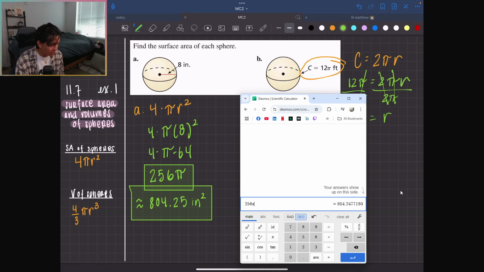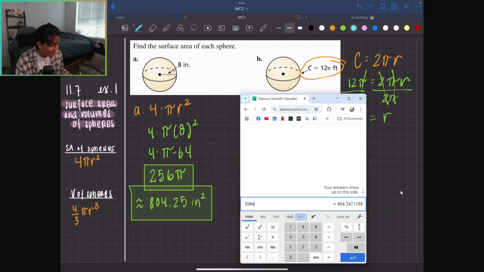So now that we know what the radius is, we can just plug it into our formula to find the surface area. So to find the surface area, what is it? 4 times pi r squared. We know what r is. 4 times pi times 6 squared. And now let's just continue solving this. Order of operations, exponents first here. 6 times 6 is going to be 36.